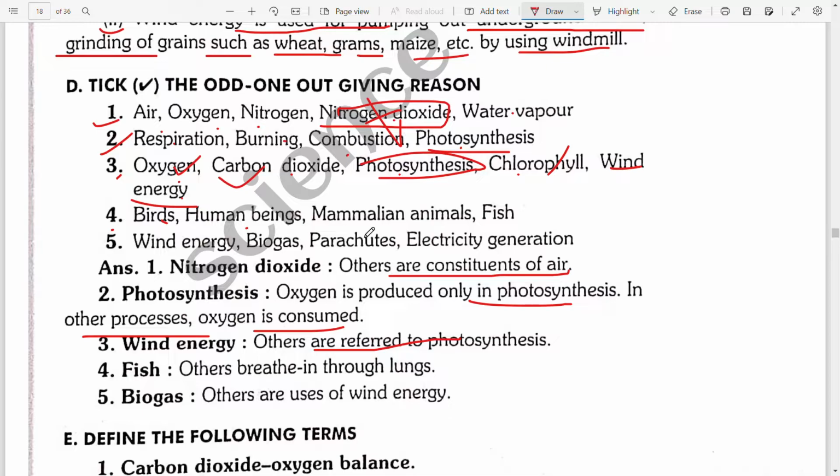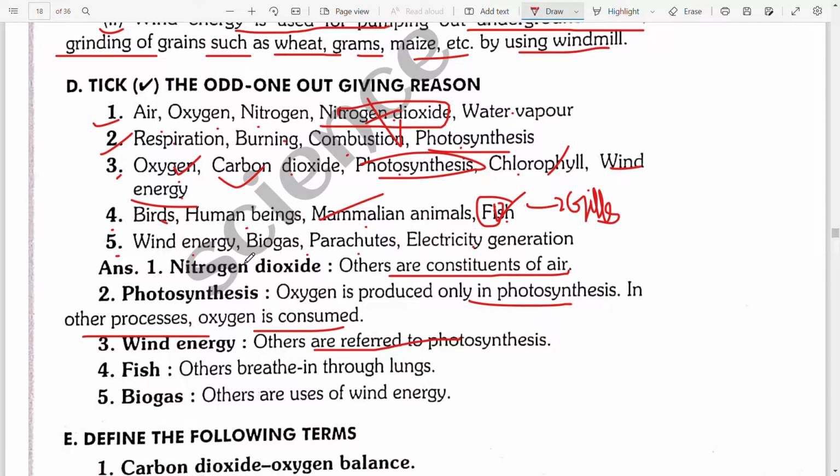Fourth: bird, human beings, mammalian animals and fish. In this, fish is the odd one out. Why? Because the others breathe through their lungs but fish breathe through gills. Okay, how does a fish breathe, children? Through gills.